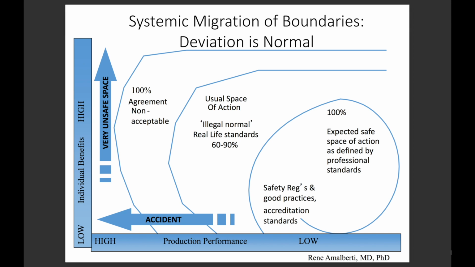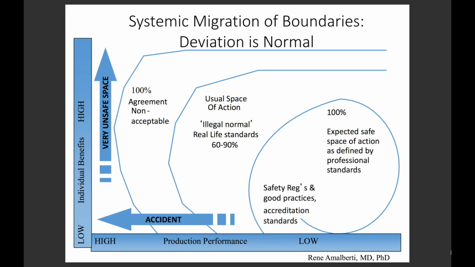space. And of course, as you move on to the left, there's a place where everyone would agree that it's non-acceptable, putting the wrong kidney in a patient. We would have 100% agreement that is not acceptable. Amputating the wrong leg, leaving a retained foreign object in, 100% non-agreeable. Very unsafe space, and a high production, high speed environment necessary, chance for accident to occur.